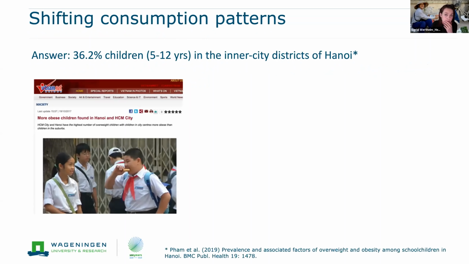Actually, the answer is quite worrisome. 36.2% of the children in the age group 5 to 12 years in the inner city districts of Hanoi is considered severely overweight or obese. This is not coming from our study. This is a study from the National Institute of Nutrition in Vietnam, where we wanted to understand how come that we can't measure the dietary shift while we see it happening, and how we can uncover the dynamics underneath.